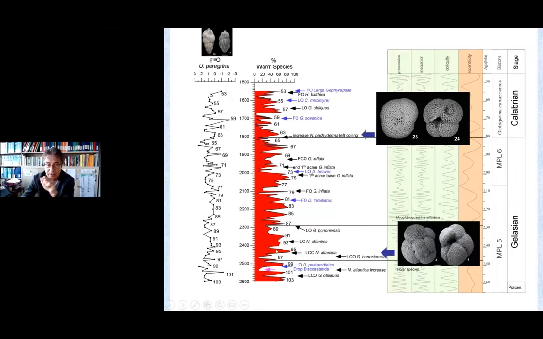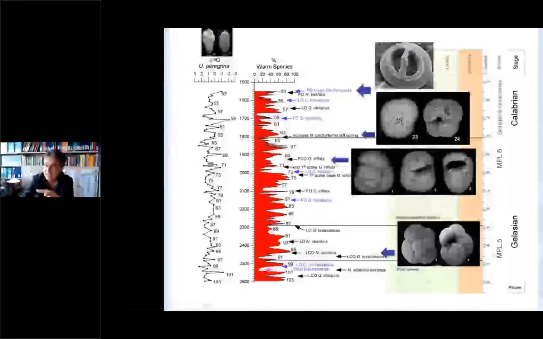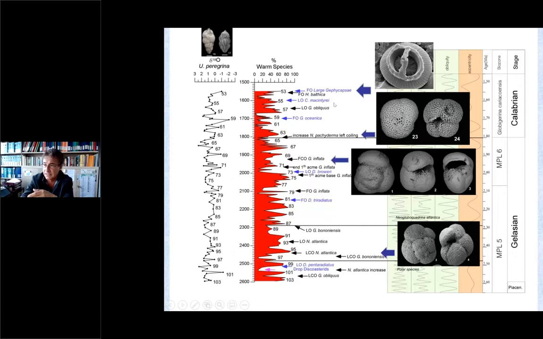So by using foraminifera fluctuations, we obtain the same numbers proposed for marine isotopic stages. So this interval corresponds to the Neogloboquadrina atlantica and MIS 64 to the increase in Neogloboquadrina pachyderma left coiling. We have also the first common occurrence and first occurrence of Globorotalia inflata, a good marker that permits us to recognize the MPL6 biozone. In this section, we have also the first occurrence of a large Gephyrocapsa and the first occurrence of Gephyrocapsa oceanica that approximates the base of the Calabrian stage.